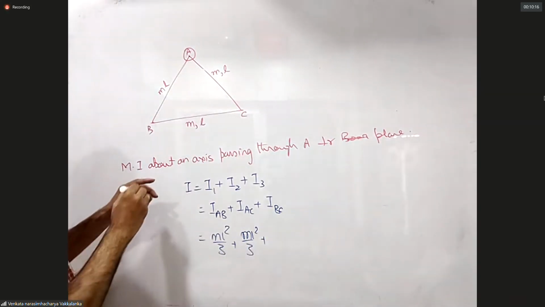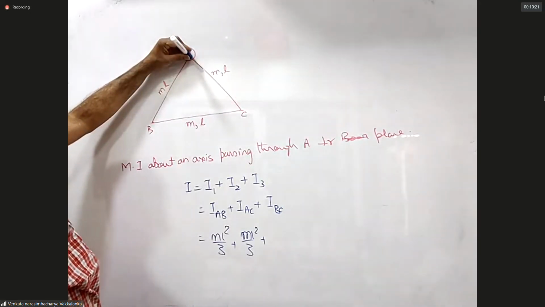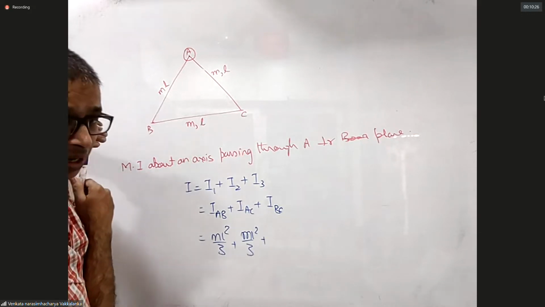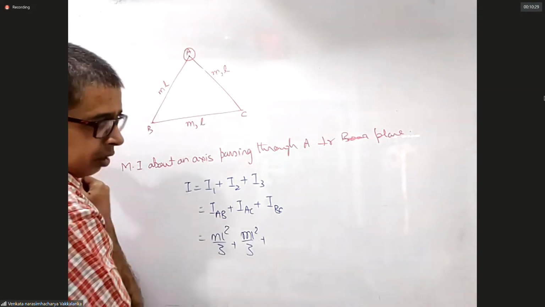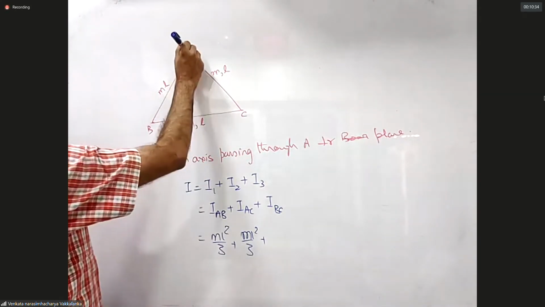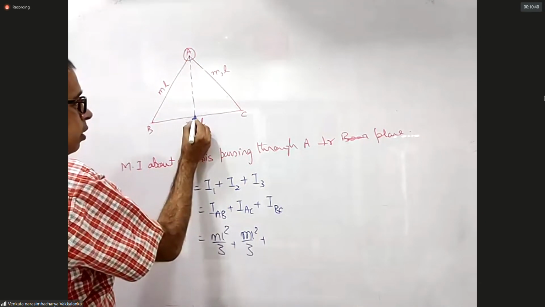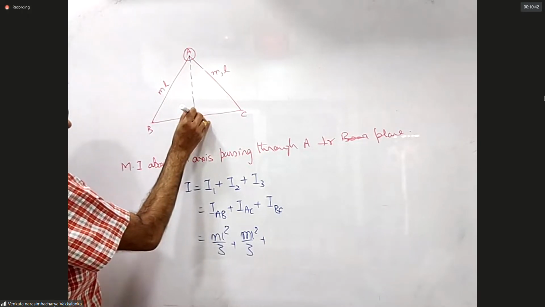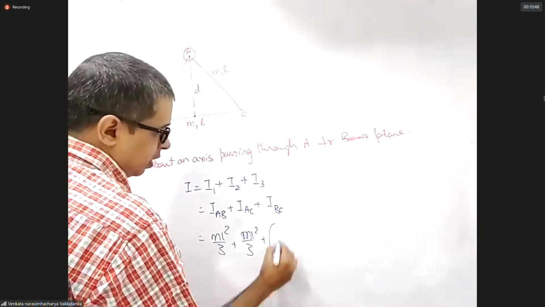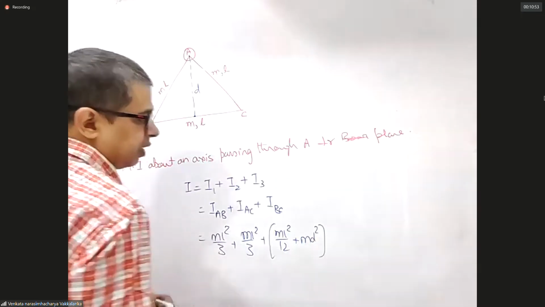I know the moment of inertia about one extreme end of the rod. The rod is rotating in the plane of the board. Sir, and parallel axis theorem for BC, right? So for BC, can we use parallel axis theorem? We have to. There is no other choice. BC we will have to calculate about A. I know the moment of inertia about its center of mass, ml square by 12, plus m into d square. This will be ml square by 12 plus m into d square.